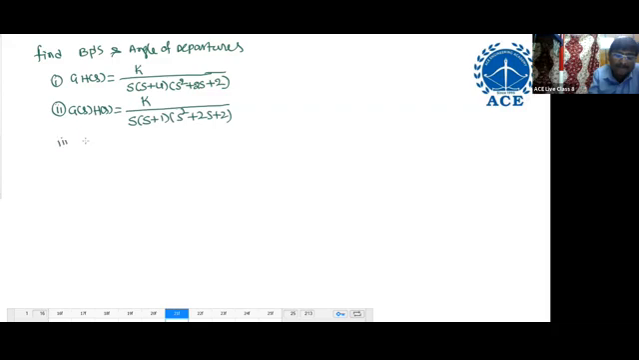Third, GH equal to K by GH, or GH of S, both are the same. S plus 2, S square plus 2.